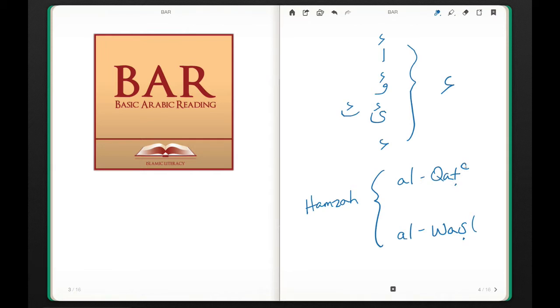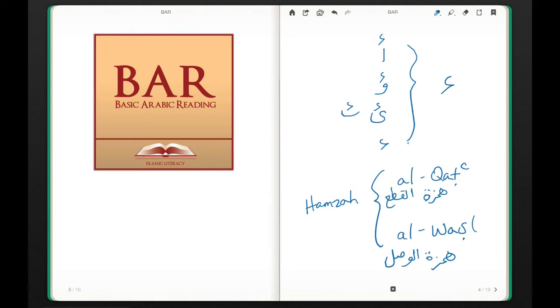This little C sign indicates an ayn. So if I write this in Arabic, this would be Hamzatul Qat', and this one would be Hamzatul Waṣl. Okay, now why are they called Qat' and Waṣl? Qat' means to cut off something, to separate it. Waṣl means to connect it.